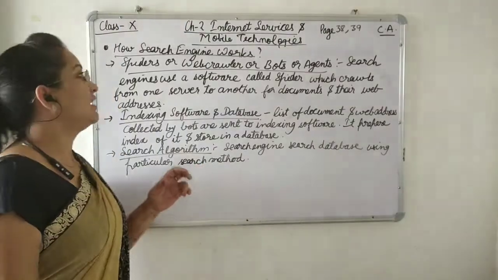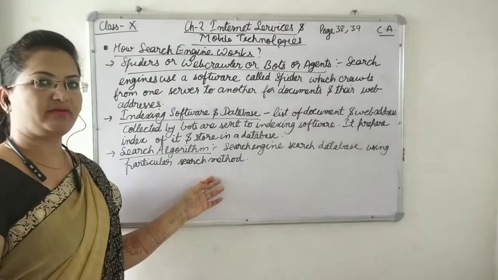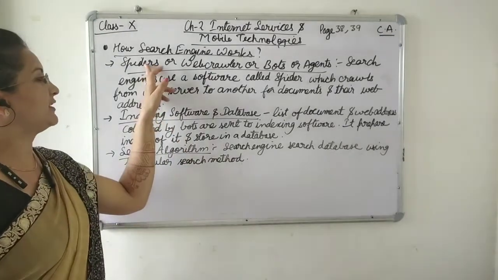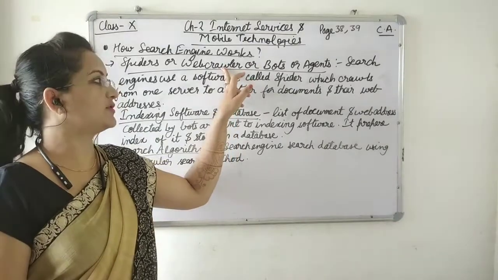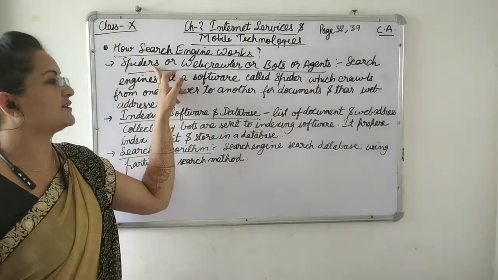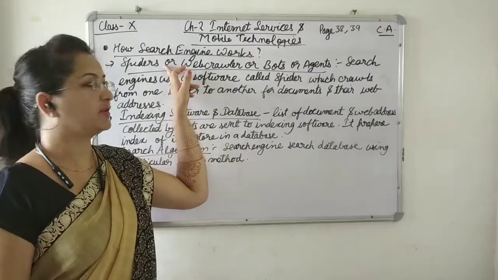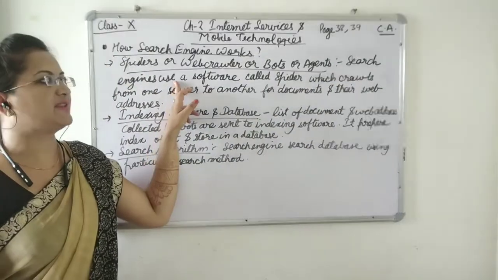Now students, how does a search engine work? There are three methods by which it works. First of all, there are spiders. We can also call them web crawlers, bots, agents, etc. We can also call them robots. So these spiders crawl over various websites.